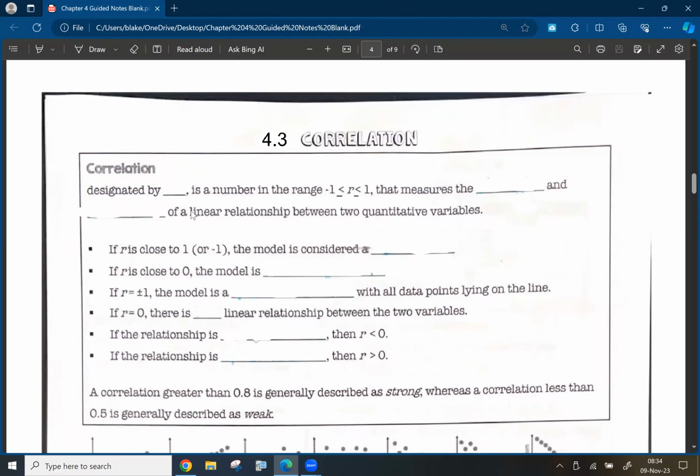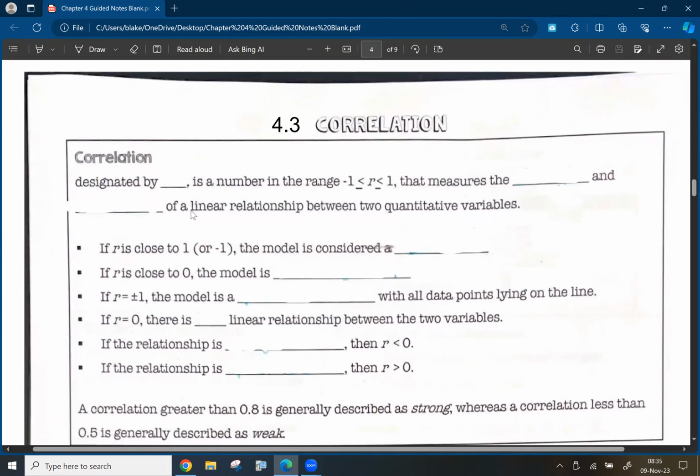Correlation is designated by the letter R. I don't know why it's R, but they use R. R is our letter for the correlation coefficient. It is a number in the range of -1 to +1. So it's always in that range, -1 to +1. And it's a metric. It measures the strength and direction of a linear relationship between two quantitative variables.